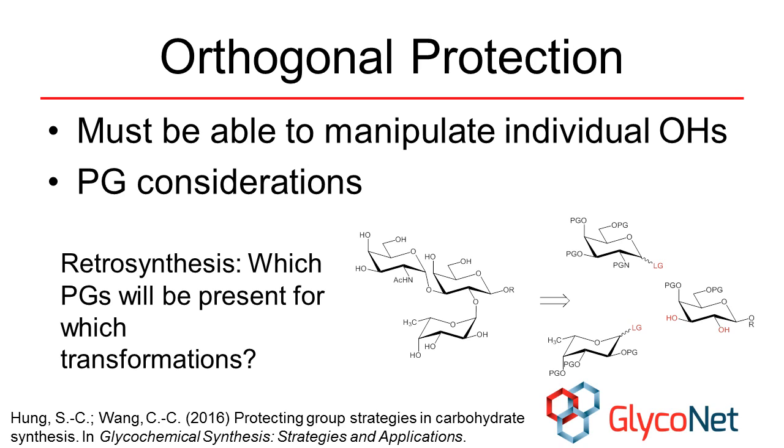When planning out a protecting group strategy, it is important to think about which protecting groups will be present for most of the synthesis and which protecting groups will need to be removed at some point to carry out additional reactions. You can then select protecting groups that will tolerate the reaction conditions at various points of the synthesis. A good retrosynthetic analysis is key.